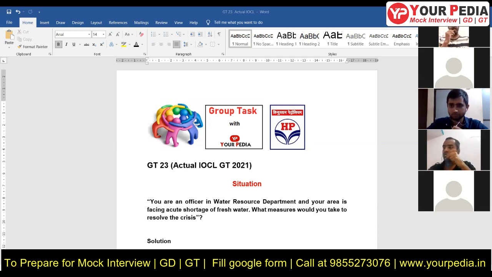So we are presently an officer in the water resource department, and we are facing a very recent problem nowadays, and which will be upcoming in future. That there is an acute shortage of fresh water. So I look at this problem with three points of view. That first, the water is already short. So I believe that we need to regulate the amount of water that we are distributing.